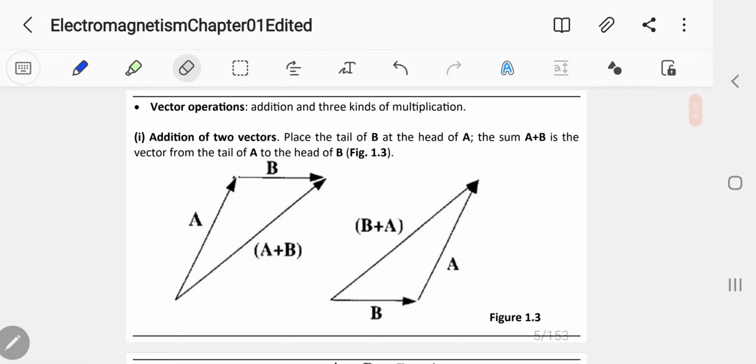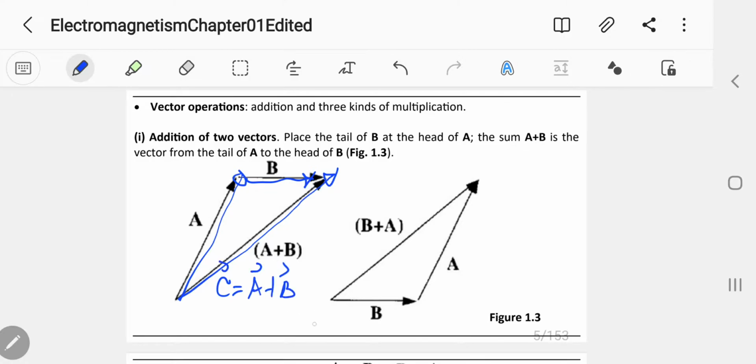Here you have a vector A added to a vector B. So you know how to add vectors: you connect the tail of the second vector to the head of the first vector. This is now your resultant. So C is equal to A plus B.